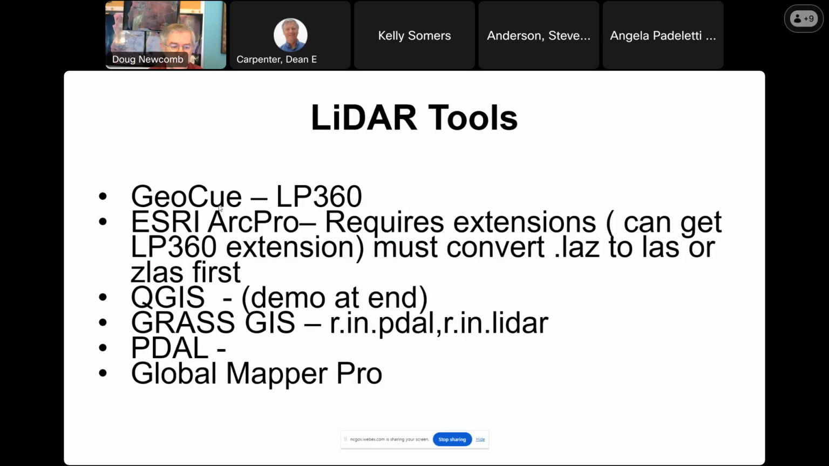QGIS works fine, and I'll show you a few things about that when I get through here with the presentation. And then GRASS GIS, I've been using that for over a decade to do LiDAR processing at landscape scales. PDAL is the Point Data Abstraction Library, and that's what QGIS and these days GRASS uses as a backend library to work with the point cloud data. But you're going to do a lot of things from just command line utilities that come with that.